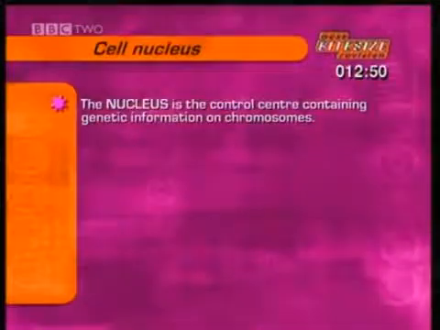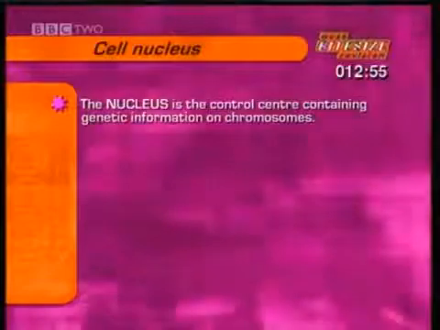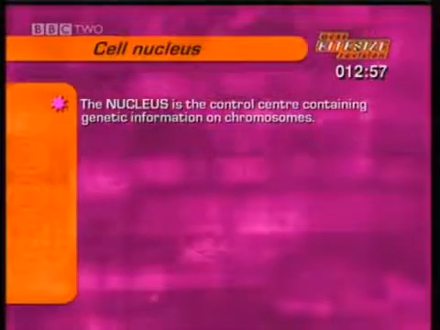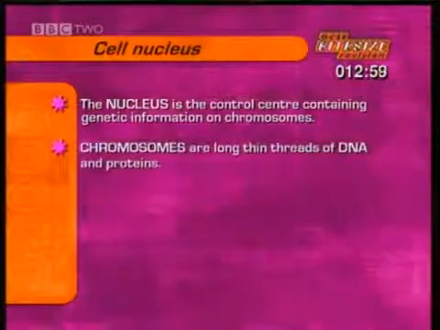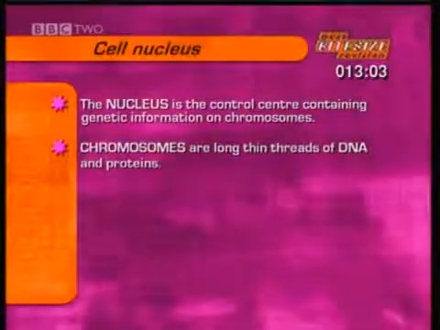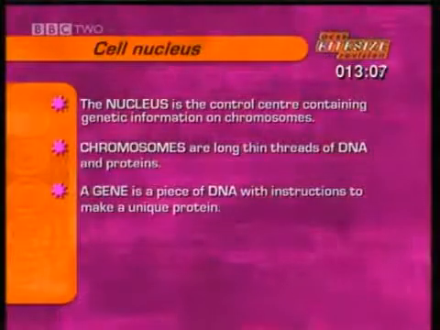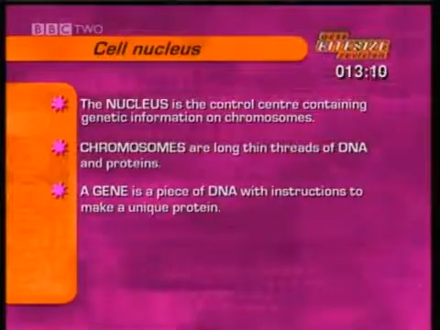You should have spotted that. The nucleus is the control centre that contains the genetic information for the cell on chromosomes. Chromosomes are long, thin threads made of DNA and proteins. And a gene is a piece of DNA with instructions to make a unique protein.